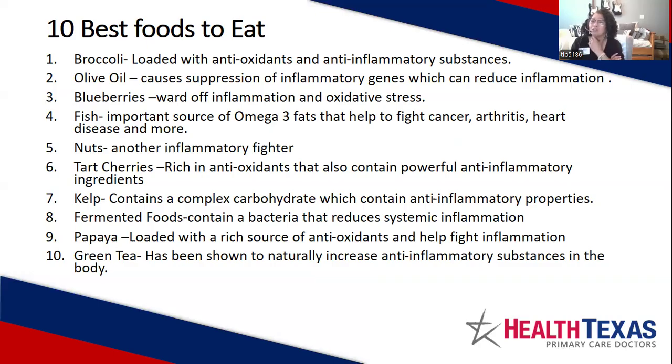Tart cherries, they contain antioxidants and they also have powerful anti-inflammatory ingredients. Kelp contains a complex carbohydrate which has anti-inflammatory properties. Fermented foods contain bacteria that reduce systemic inflammation, things like sauerkraut. Papaya is a rich source of antioxidants that help fight inflammation. And there's green tea. It's been shown that green tea can naturally increase the anti-inflammatory substances that we already have in the body.